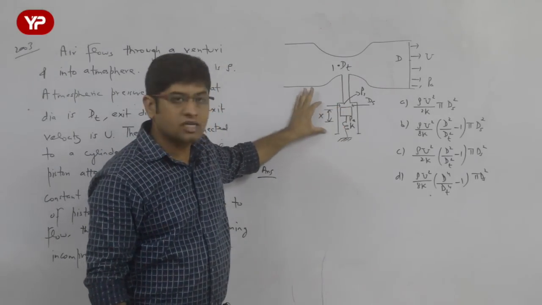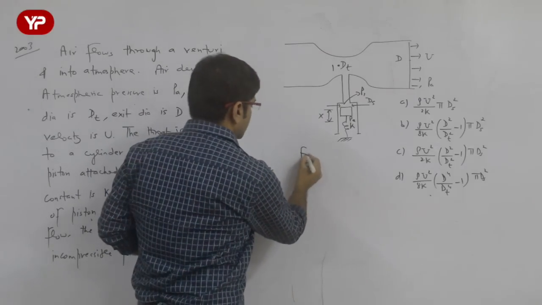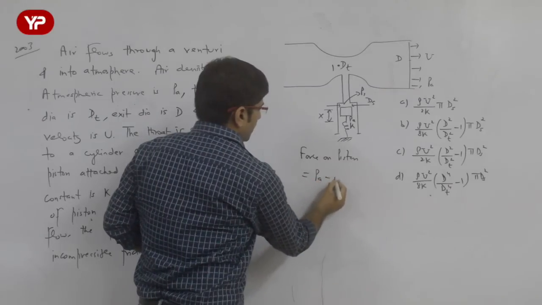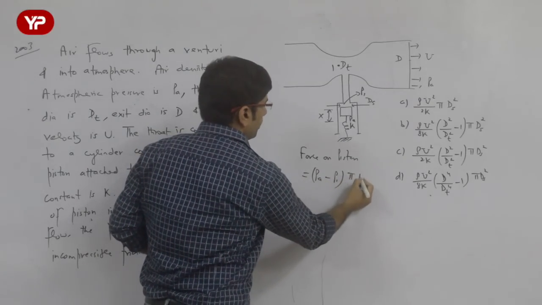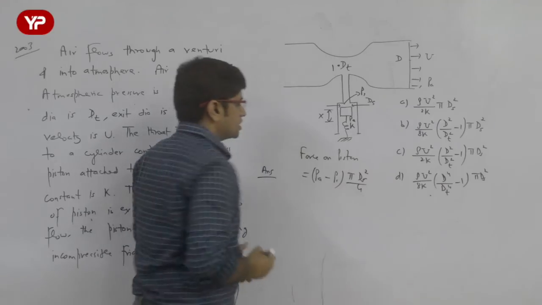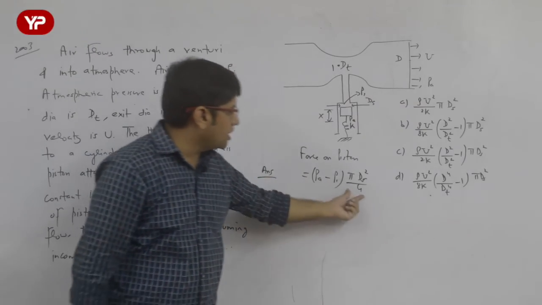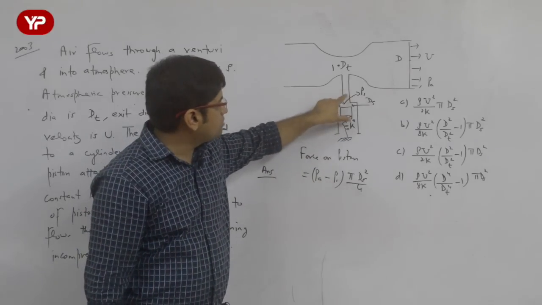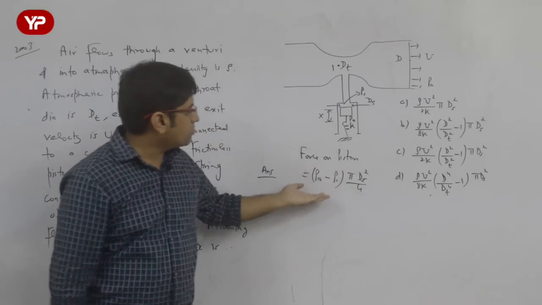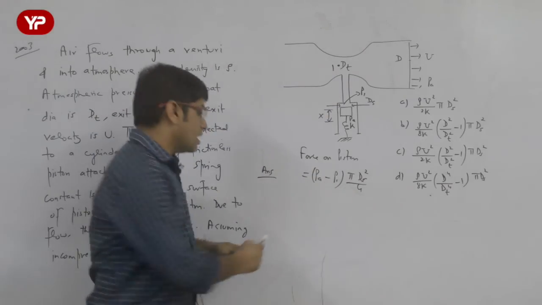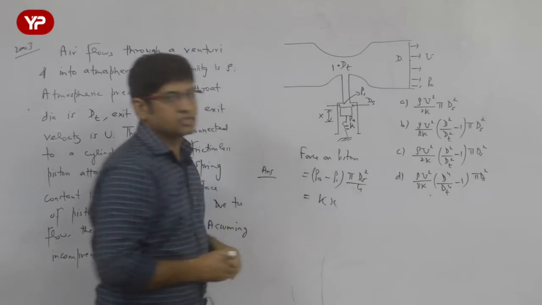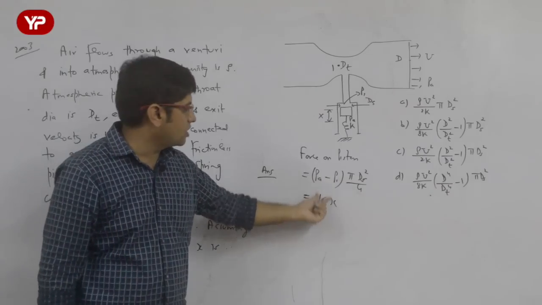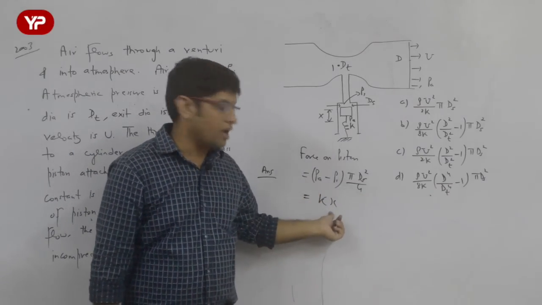So what is the net force acting on the piston? Force acting on the piston is nothing but (Pa minus P1) into pi ds square by 4. What is pi ds square by 4? That is the piston area of cross section, and this is the pressure difference acting on the piston. So (Pa minus P1) into pi ds square by 4 is the force acting on the piston, but that force is also K into x. So if we are in a position to calculate Pa minus P1, we will be in a position to calculate the value of x also.